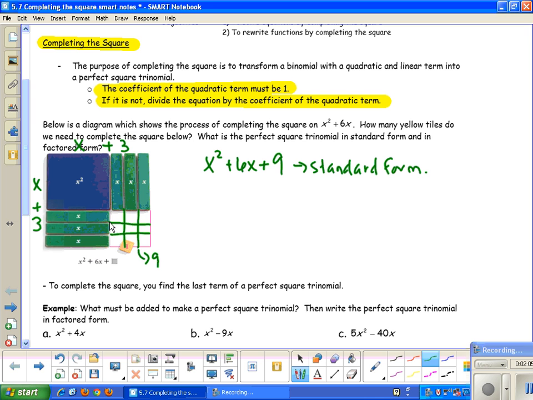Now if we were to factor this, remember we would set up our 2 sets of parentheses, and we want factors of 9 that add up to 6. Well, that would be 3. So x plus 3 and x plus 3. And notice that that's the length of the side of the square that I have here. Also, we can combine this into 1 and write this as x plus 3 quantity squared. This would be the factored form.